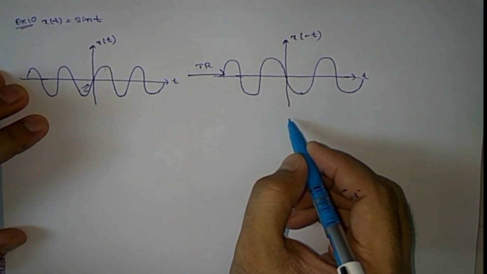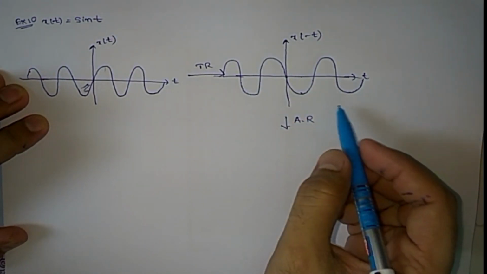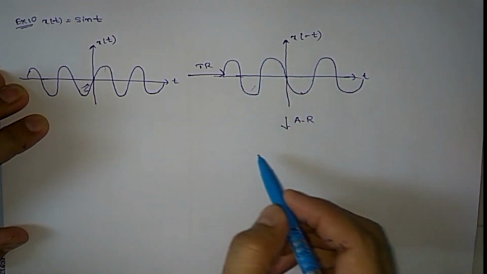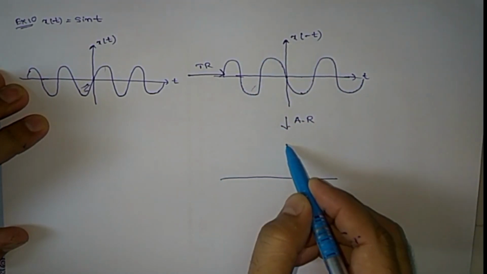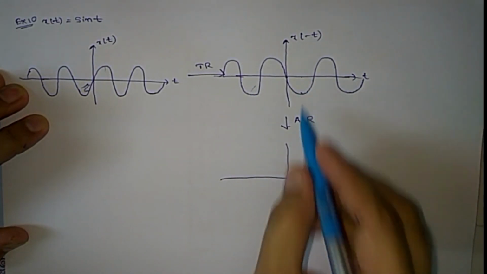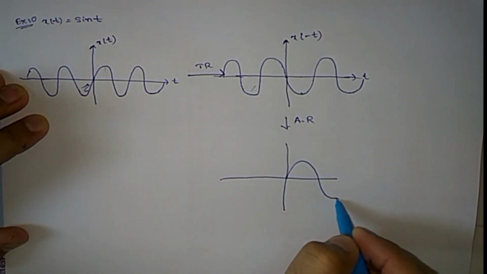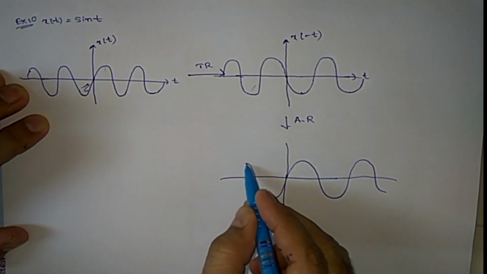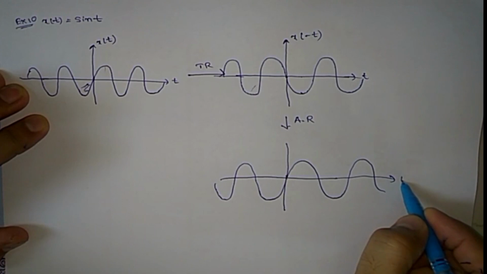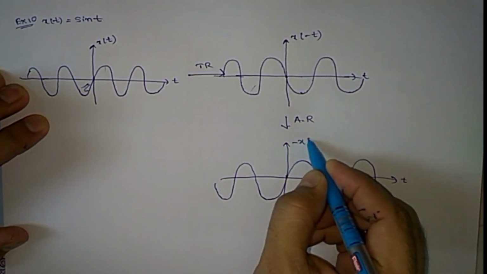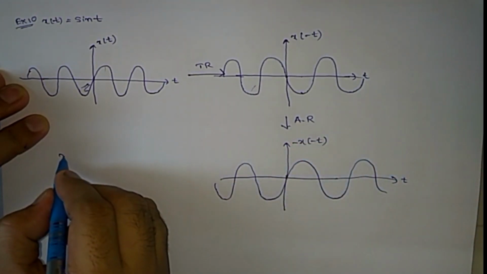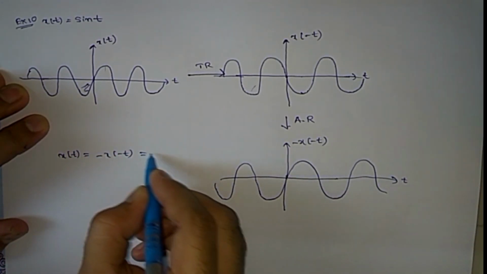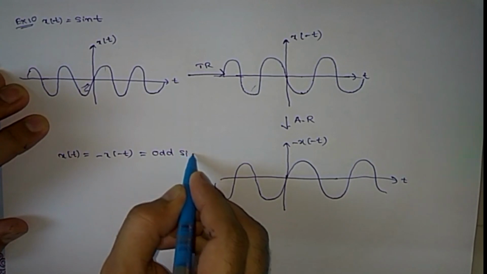Now I am making amplitude reversal. Amplitude reversal means whatever is on this side, the downside will come, and whatever is on this side, the upside will go. So this is the positive side and this is the negative side. Minus x of minus t. So x of t equal to minus x of minus t. So this is an odd signal.